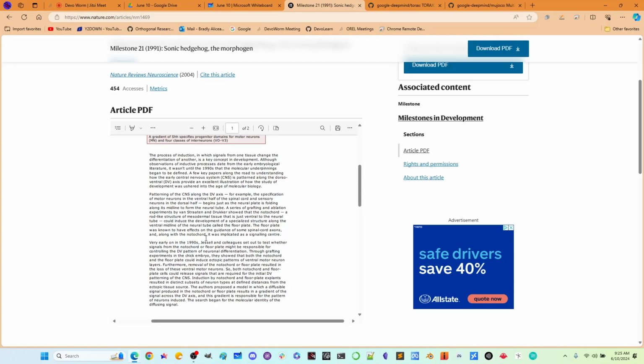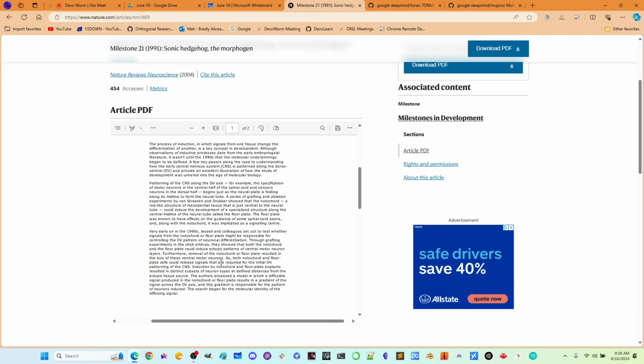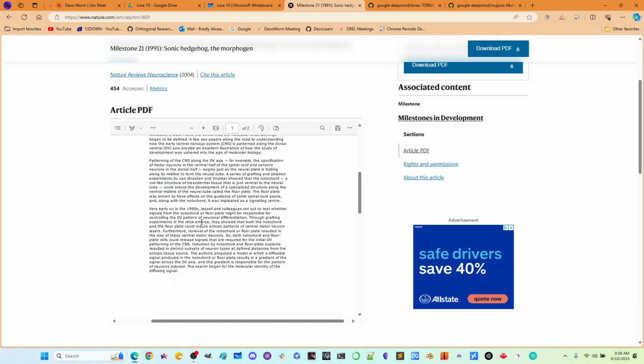So very early on in the 1990s, Jessell and colleagues set out to test whether signals from the notochord or floor plate, which are anatomical structures, might be responsible for controlling the dorsal ventral pattern of neuronal differentiation. So this is in the vertebrate brain where they're showing this, and they're trying to discover this factor that is responsible for this. So this is where they're looking at the chick embryo specifically.